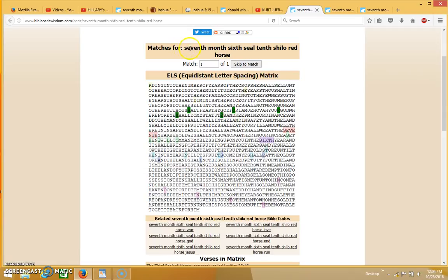And this one reads 7th month, 6th seal, 10th, which could go with month, Shilo, and this is just an alternate spelling for Shilo. Sometimes it's spelled with an H, and sometimes it's spelled without an H, and red horse. And of course I have some other terms that came up as well, but I just want to go over this one first. And the 7th month would be referring to the month of Tishri, which according to the Creator's calendar, we're still in the month of Tishri.